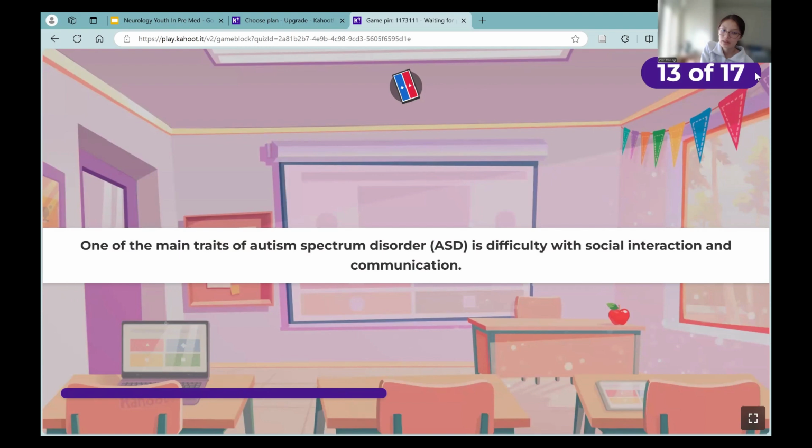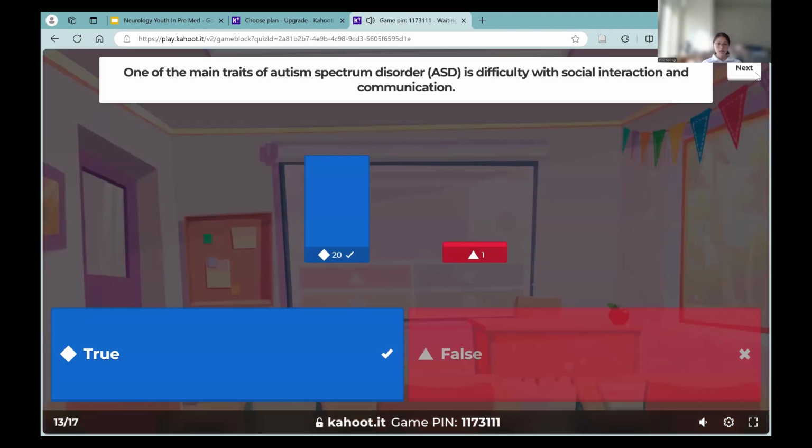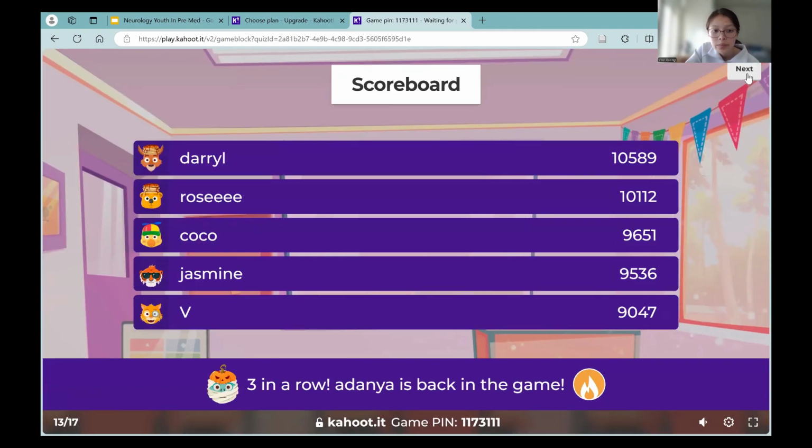And one of the main traits of autism spectrum disorder is difficulty with social interaction and communication. And this is a true or false question. Perfect. Yeah. So Daniel went over kind of the three levels, and it gets more severe, like how these people are affected in social interaction and communication.